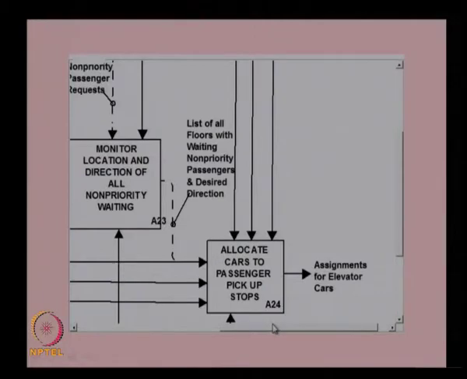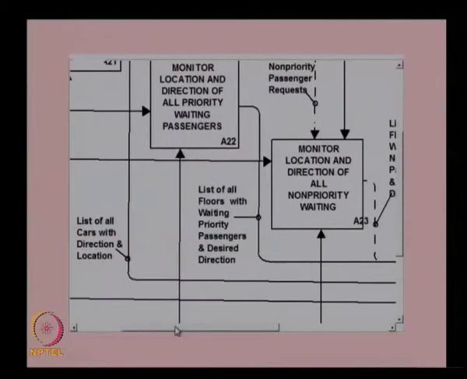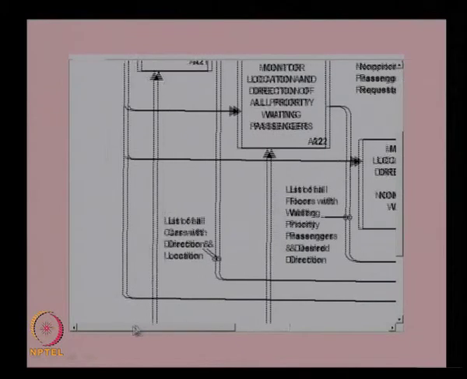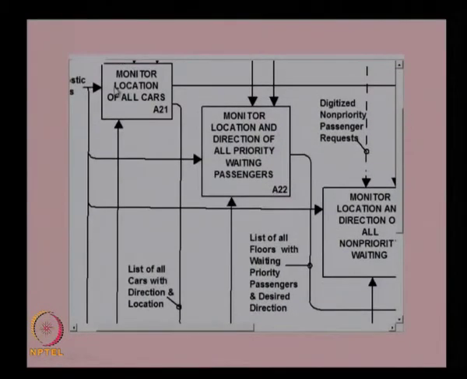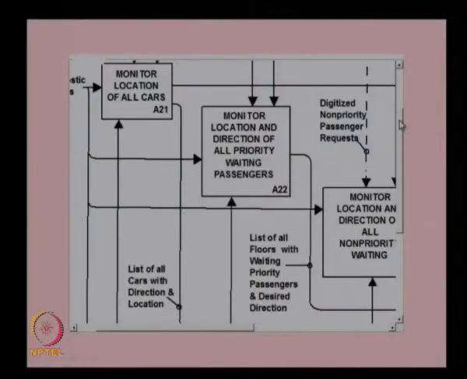So we can see here the control elevator cars as a function. In order to satisfy the requirements, it has to provide the sub functions like monitor location of all cars, then monitor location and direction of all priority passengers, as well as the location of non-priority passengers. This information will be used by the function to allocate cars to different floors. So that is the decomposition of the A2 function into A21, A22, A23 and A24.